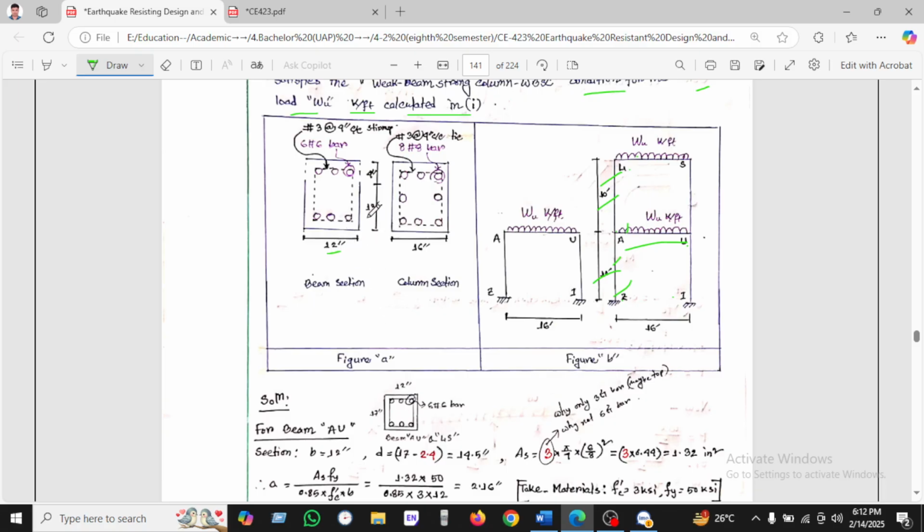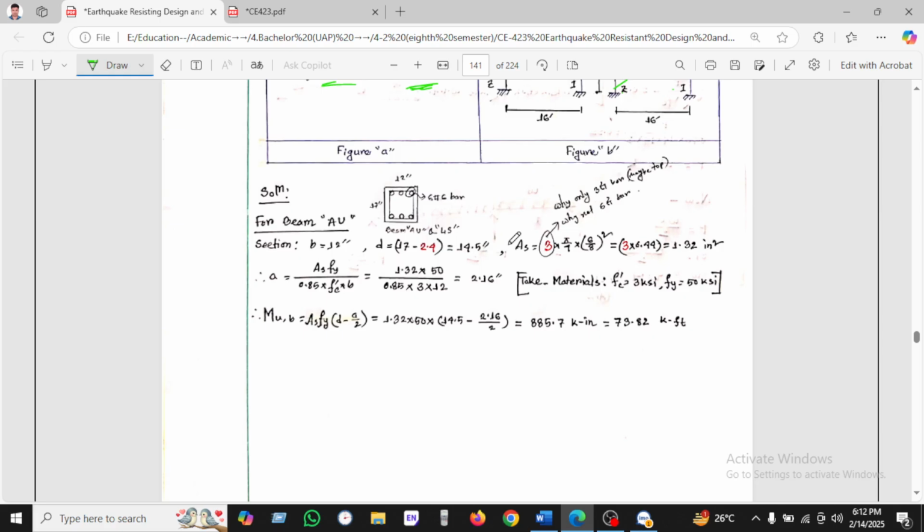Then the depth is 30, and this is 12 and this is 16. This is the column section, and this is the beam section. We have used number 6 bars, and the stirrup is number 3 at 4 inches center to center. This is also number 3 stirrup at 4 inches center to center. In the column section, the main reinforcement we have used is number 8 bars.